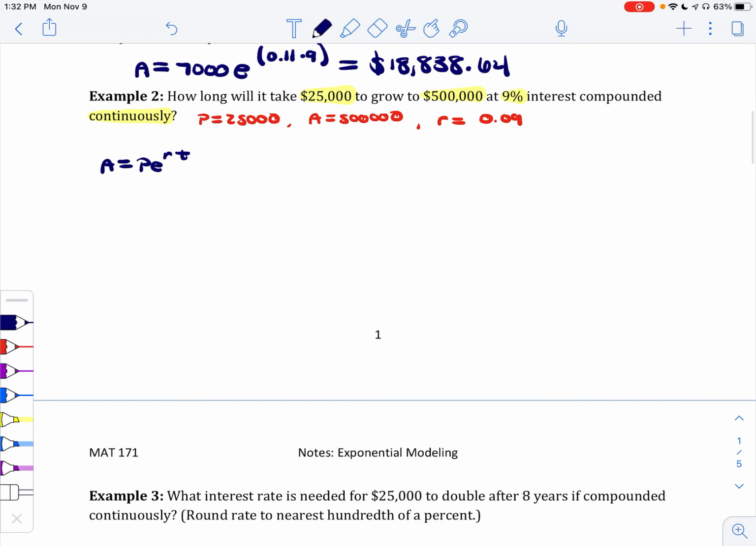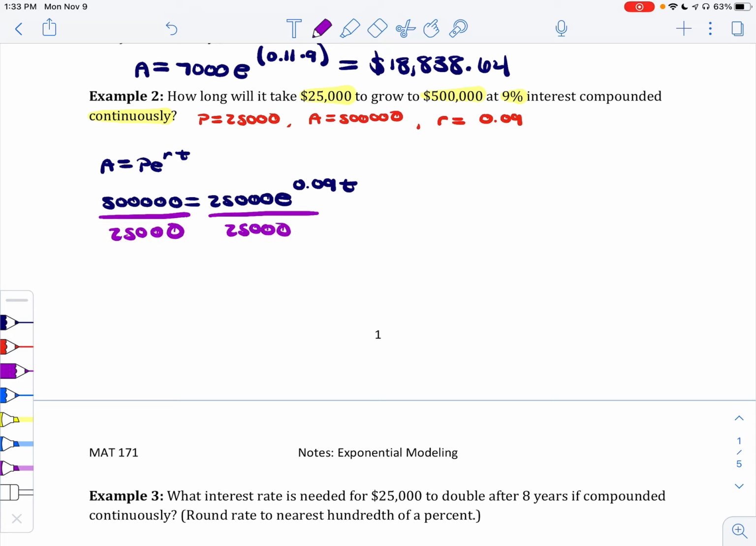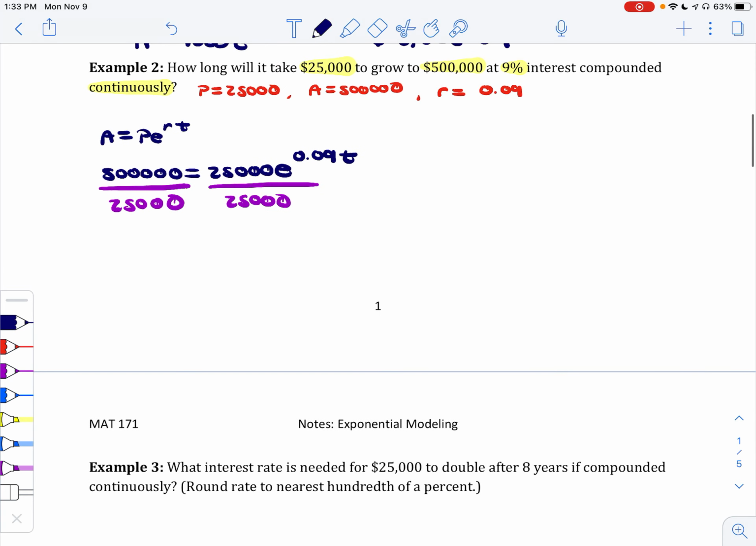All right, so plug everything in. So we'll have 500,000 is equal to 25,000 times e to the power of 0.09t. All right, and we want to know how long is it going to take, so we're trying to solve for t. So this goes back to what we were doing in the previous section of solving exponential equations. In order to solve this, we need to isolate our exponential term. So divide by 25,000 on both sides, which would give us 20 is equal to e to the power of 0.09t.